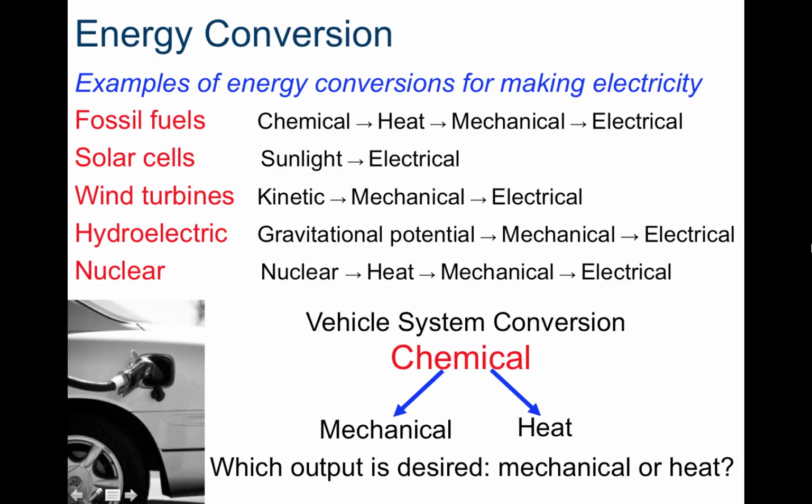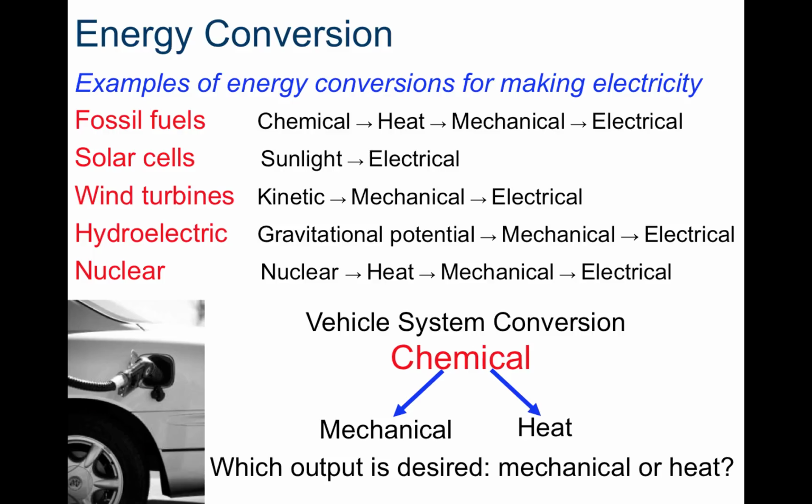All right. Energy conversion. Examples of energy conversion for making electricity. We're always trying to make electricity. Why are we always trying to make electricity? Well, because we can store that easily with batteries. That's the reason why we want to make electricity. And then we can use it in a bunch of different ways.